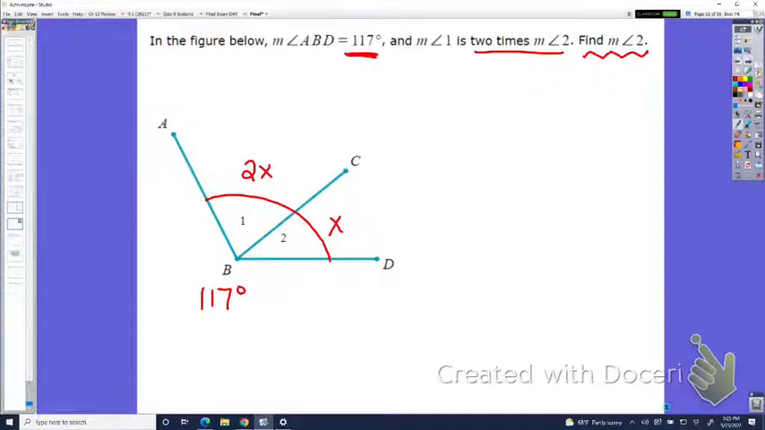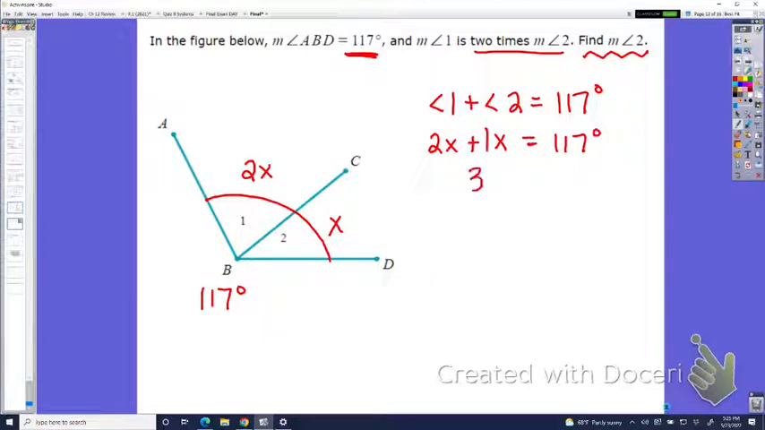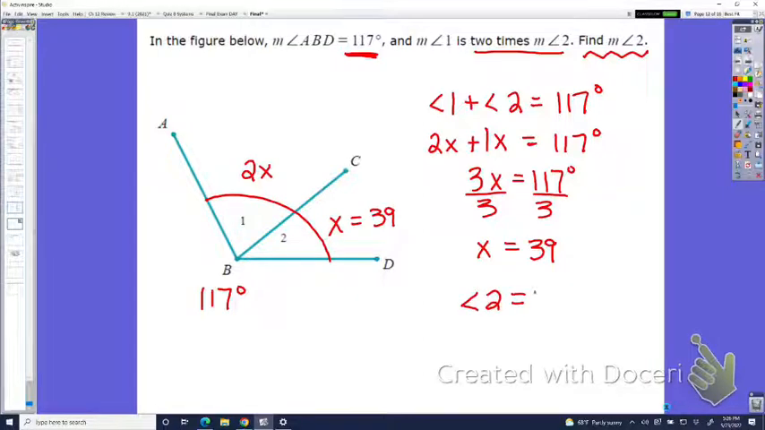So we're going to write an equation, because angle 1 plus angle 2 have to add up to 117. So angle 1 is 2x, angle 2 is x, and that adds to 117. This is like 3 x's equals 117. We're going to divide both sides by 3, and we get 39 is x. So this is 39, and that's the one that we wanted to find. So angle 2 equals 39 degrees.